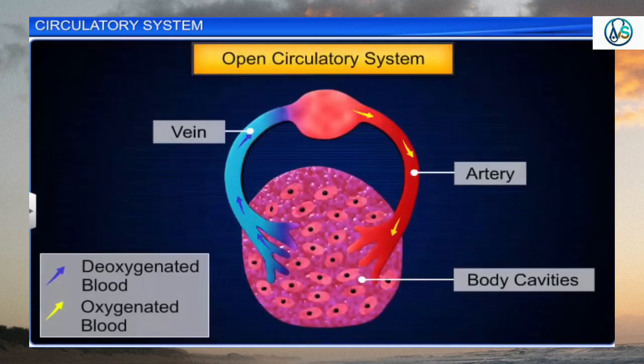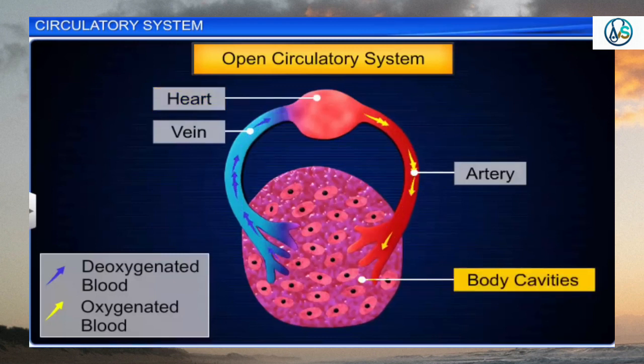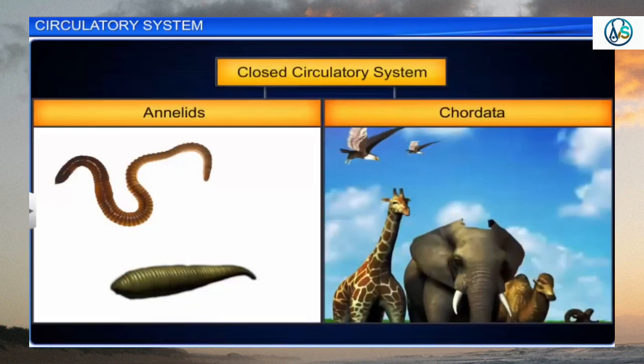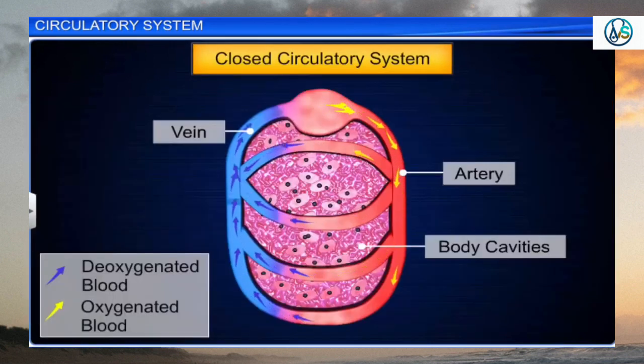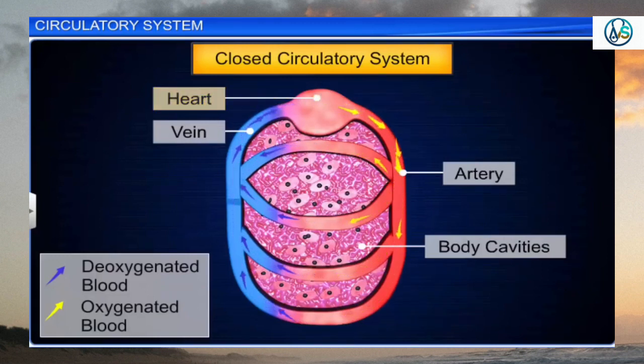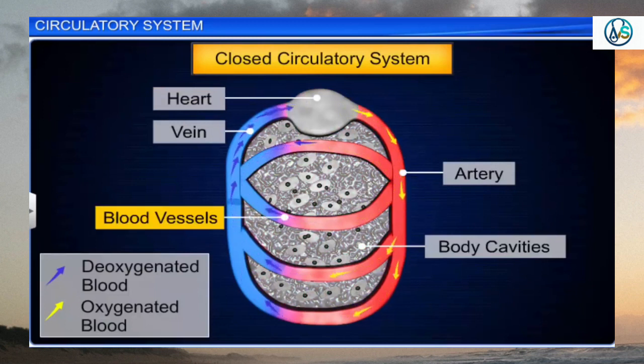In these organisms, the blood pumped from the heart reaches the open spaces or body cavities called sinuses through large blood vessels and bathes all the organs. Whereas a closed circulatory system is found in annelids and chordata. In these organisms, the blood pumped from the heart passes through closed blood vessels to reach the tissues.